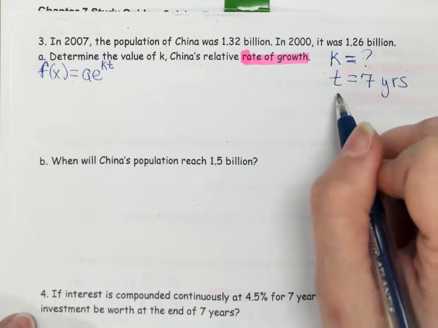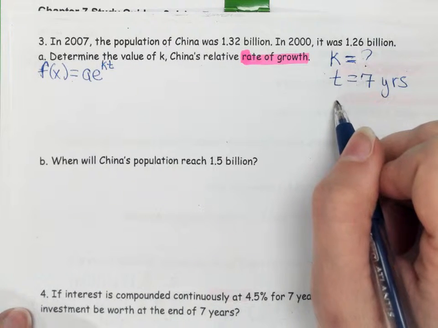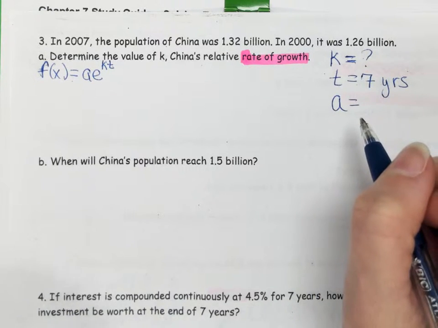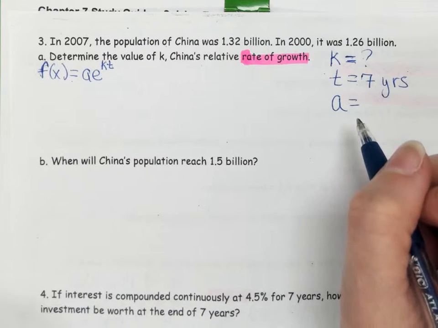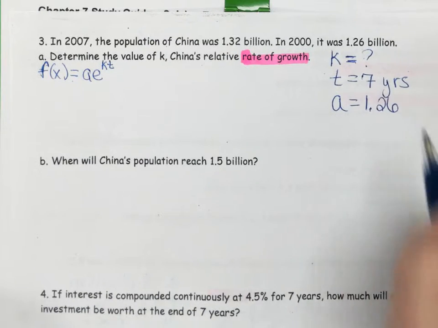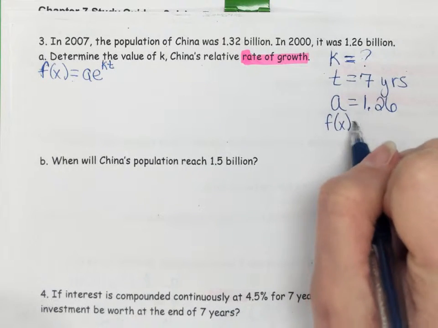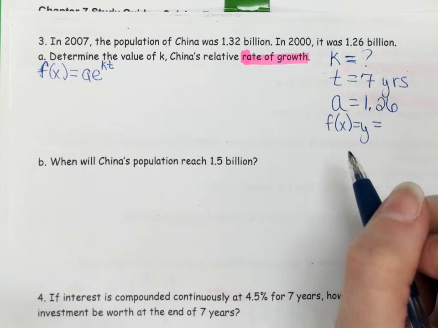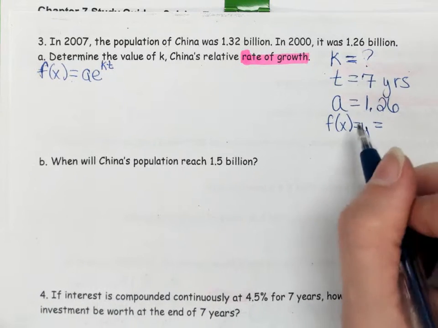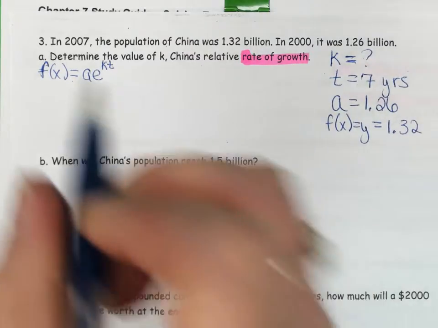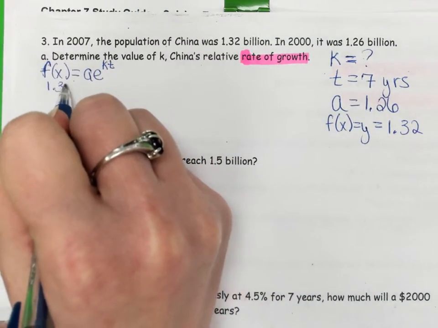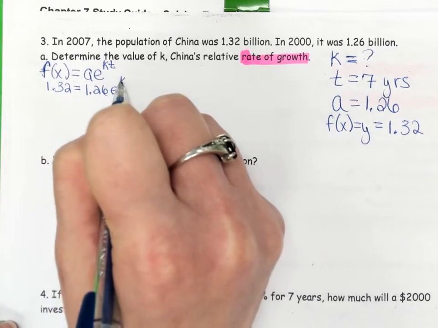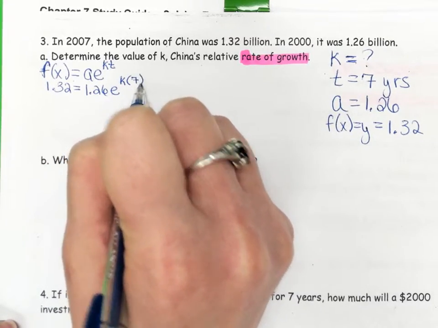All right, let's see. We know e is 2.718 or whatever it was. I can't remember what it is. And then we have a, our initial amount. What is the initial amount of China's population? 1.26 billion. Very good. And f of x, or y, is your final amount. It's the amount that you have grown to. What's the final amount that they want to grow to in 2007? 1.32. There you go. So we have 1.32 is equal to 1.26 e to the k, my unknown, times t, which is 7.